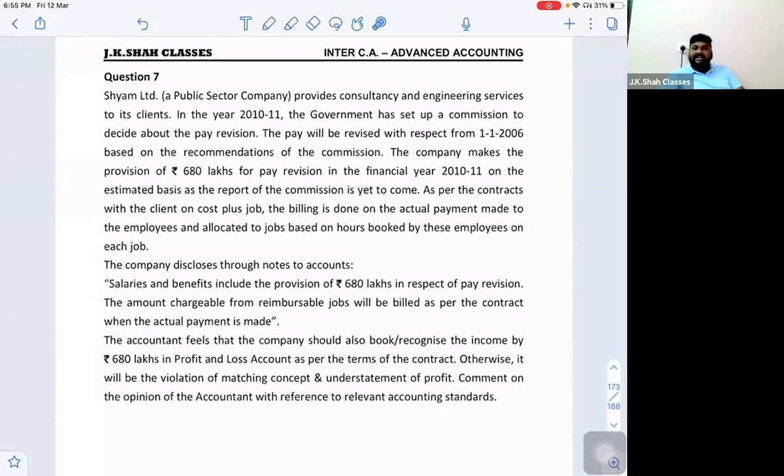Because this 680 lakh I will bill to my client, and my client will reimburse it. So the technique is what? If I'm recording a provision, I will also create a reimbursable asset because it is virtually certain. I have entered into a contract with the company's boss, so they have to pay me. It's a cost plus job, right?